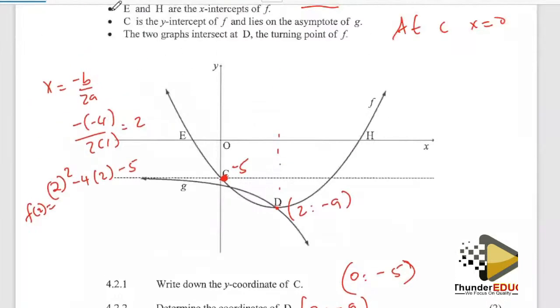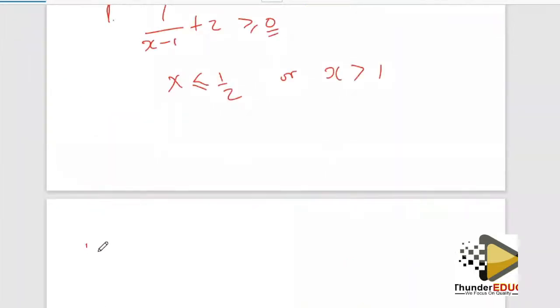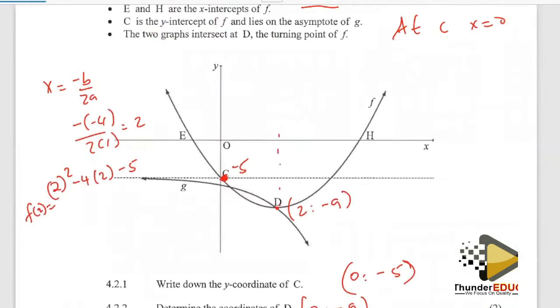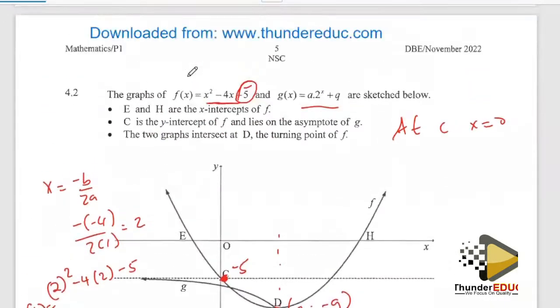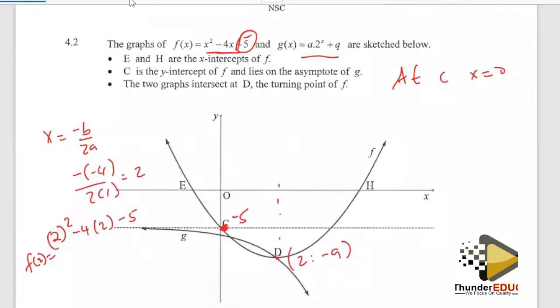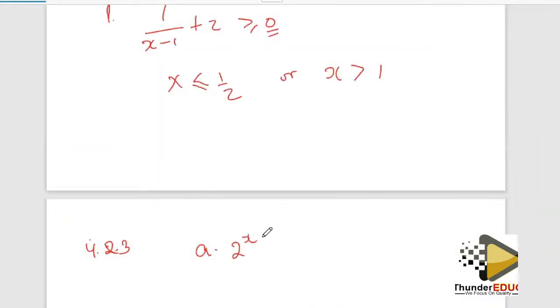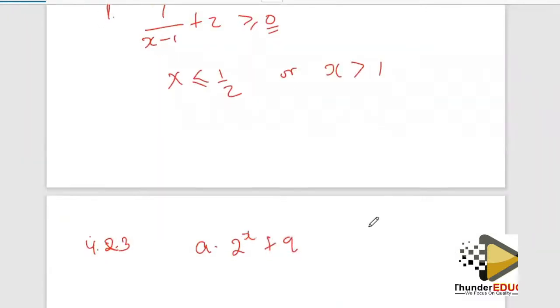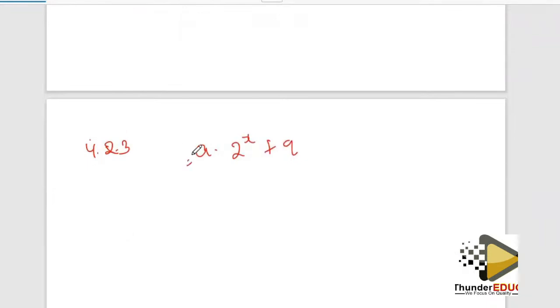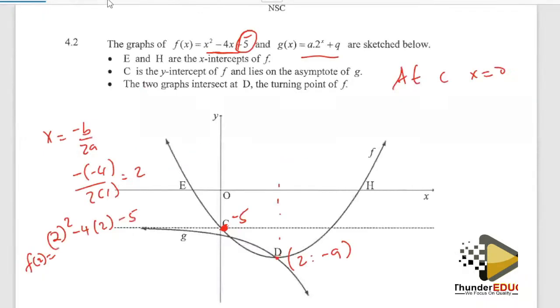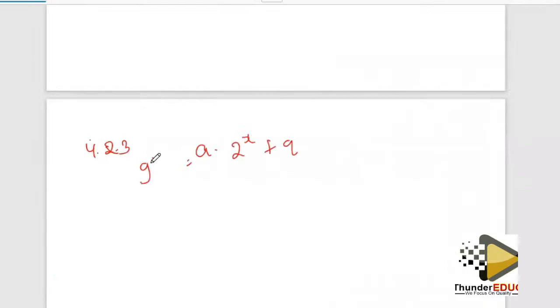That's 4.2.3. The equation was a times 2 to the x plus q. Now we say the q is 5, but negative. So that's going to be a times 2 to the x, minus 5.